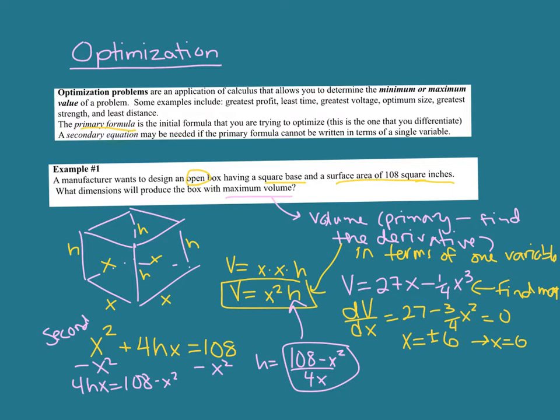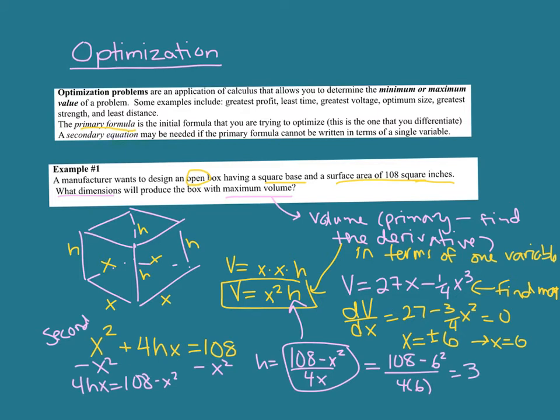So this one, it's really nice that this problem was written this way because you actually only have one possible value for x, and that one will give you a maximum. The only other thing that we need to do is figure out what the height is. They said, what dimensions will produce the box with the maximum volume? So the dimensions that will produce the box with the maximum volume are going to be a length and width of 6. The only thing we need to do now is find the height by plugging that x into our height equation. And when you do that, you find that it's going to be 3.